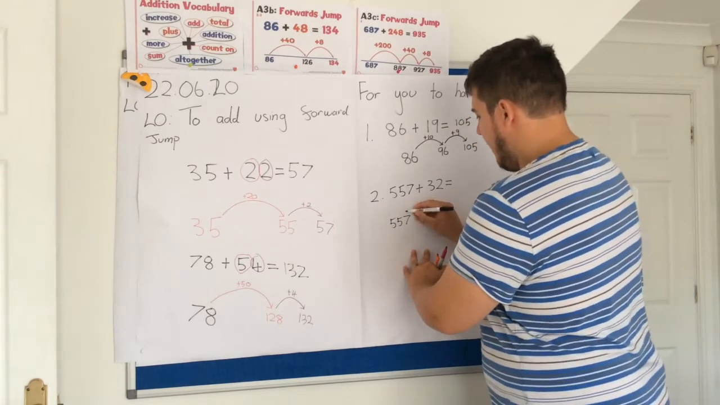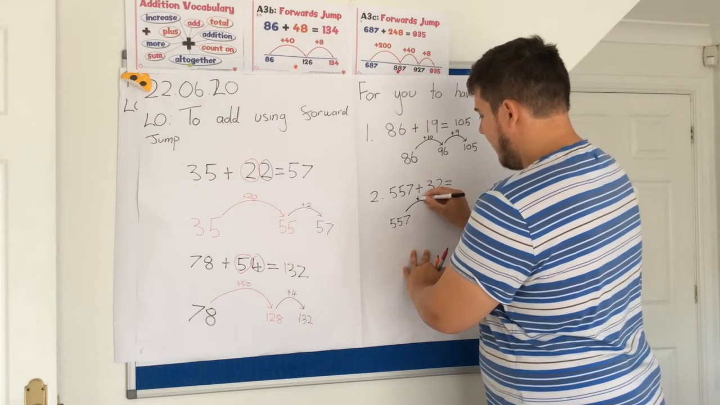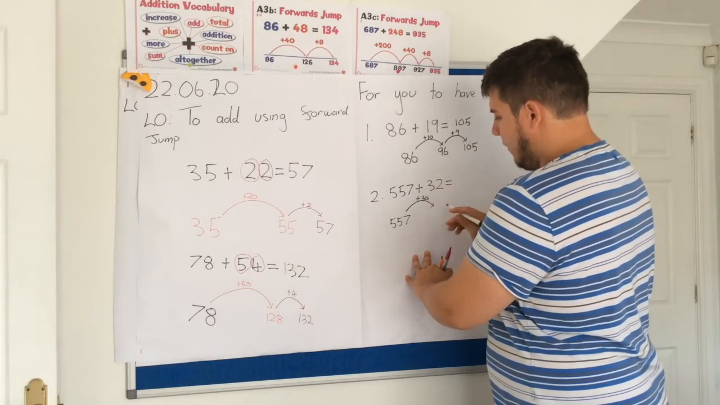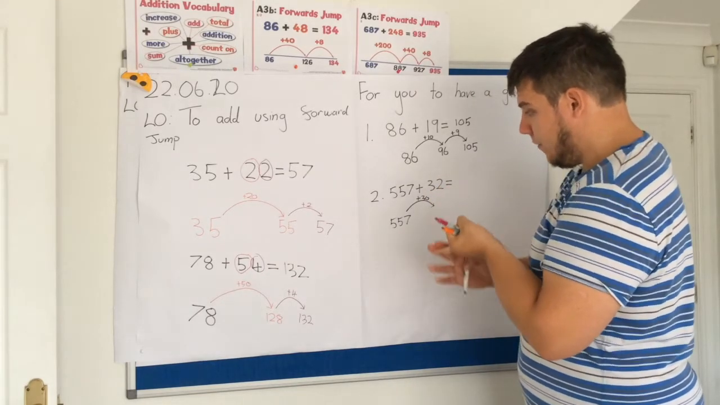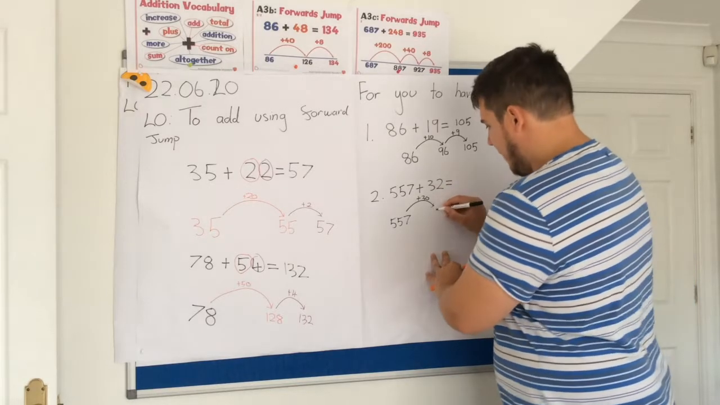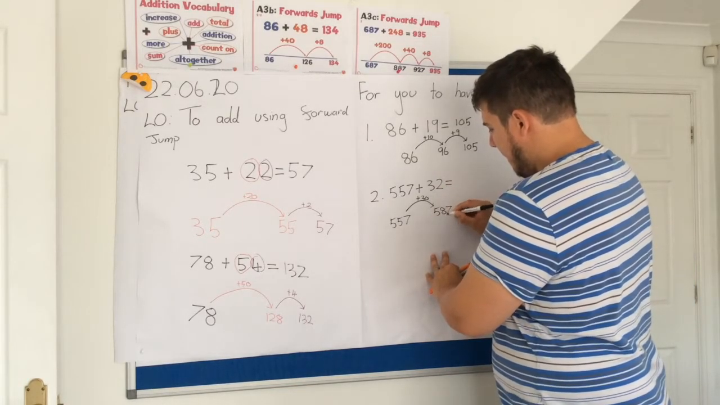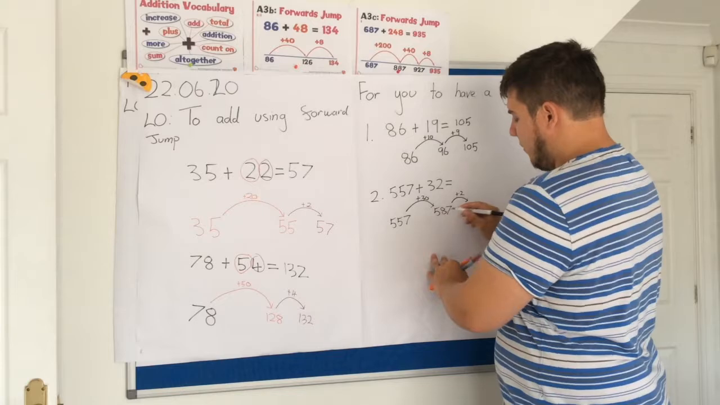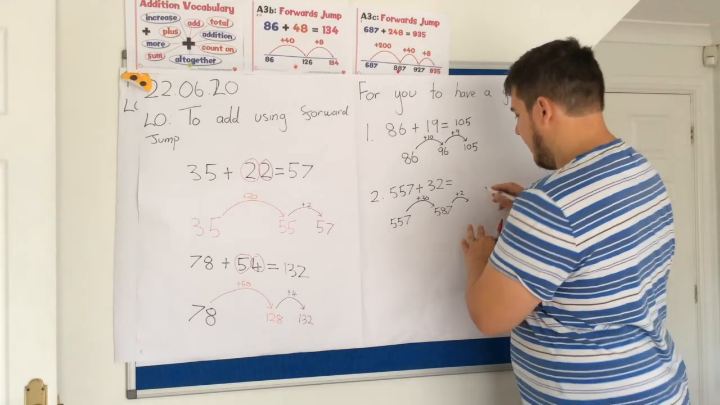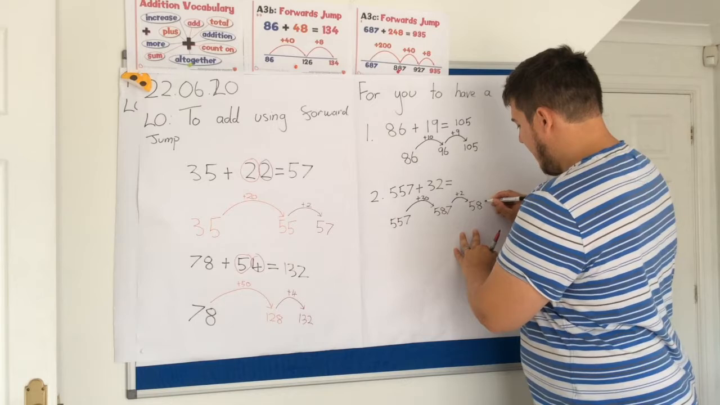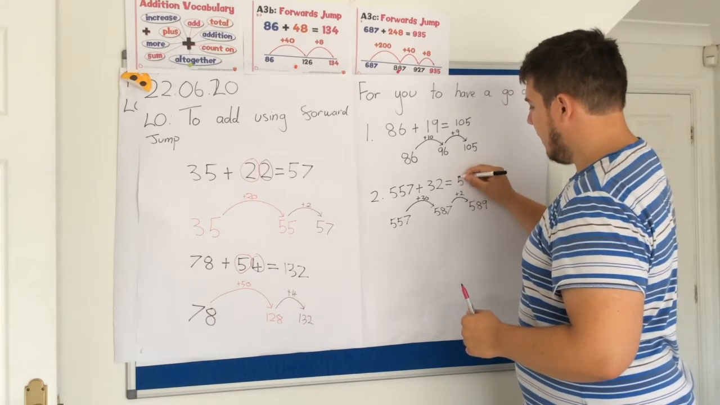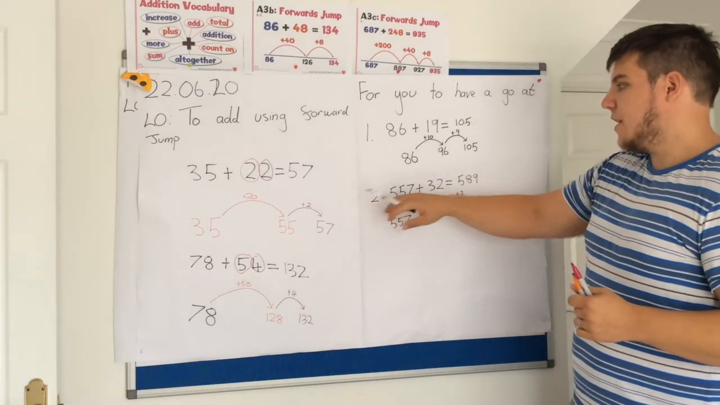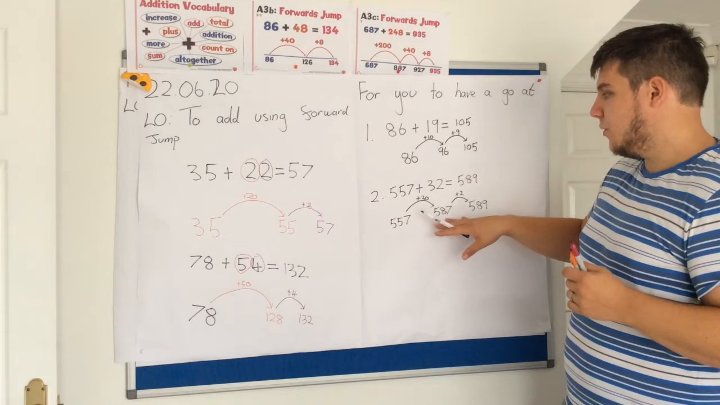Then I'm going to add on my tens. Got 3 because it's a 30, so I'm adding 30. 557, 567, 577, 587, and then I'm adding on my units, which is 2, which is 587, 88, 89. So 589. So my answer is 589. Okay, so they're the second ones. 3 digit, adding a 2 digit using the forward jump.